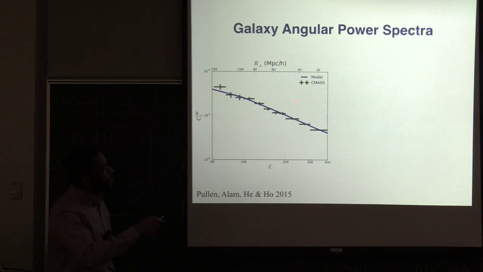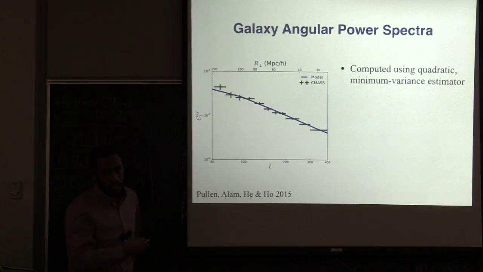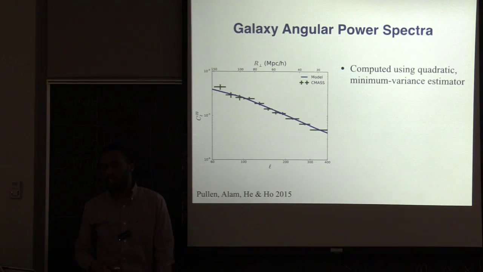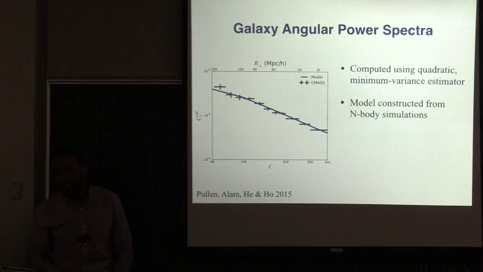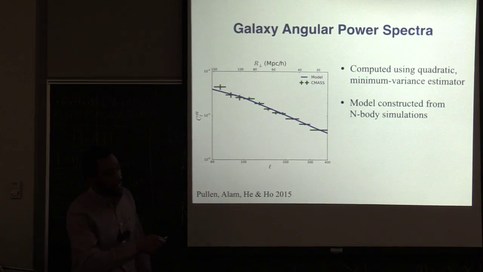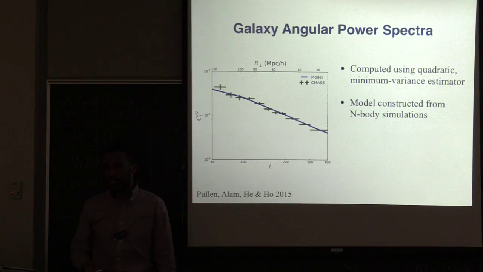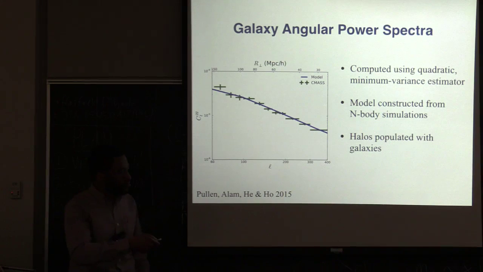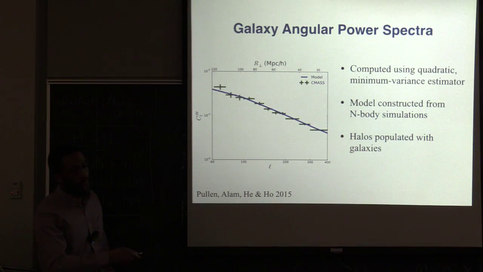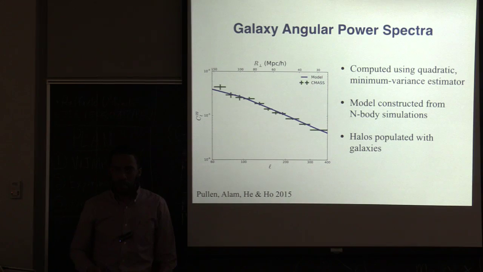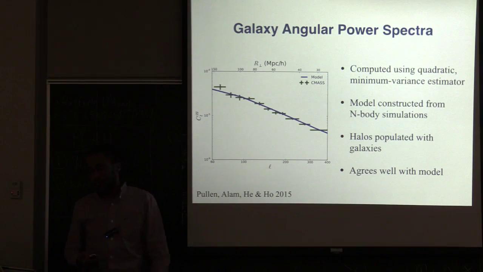Here is our measurement of the galaxy angular power spectrum. So this is the galaxies correlated with each other. Again, large scales live here, small scales live here. We measured this angular correlation using a minimum variance estimator, where we fit each of these C_ells. For the model, we took care of the nonlinearities by using N-body simulations in order to predict what the power spectrum measurement should be. As far as galaxies, we used measurements from CMASS, which predicted how halos should be populated with galaxies, and this is how we included the effect of the galaxy population itself into this measurement. And what we find is that the data agrees with the model.